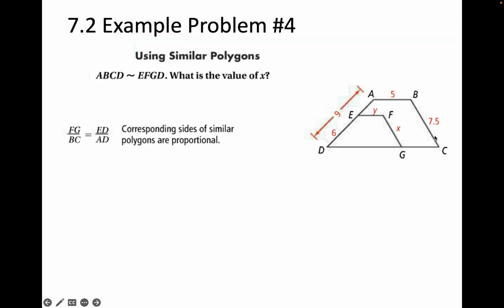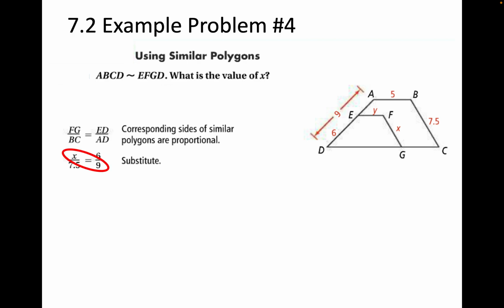And I can compare that to ED, because that has a value of 6, and DA, that has a value of 9. Now, I could have just as easily compared it to, for example, DG to DC. However, that wouldn't have helped me solve the problem because I don't have any values for that. But for DE and DA, since I know they're 6 and 9, I can use that to help solve my problem, which is now x over 7.5 equals 6 over 9.